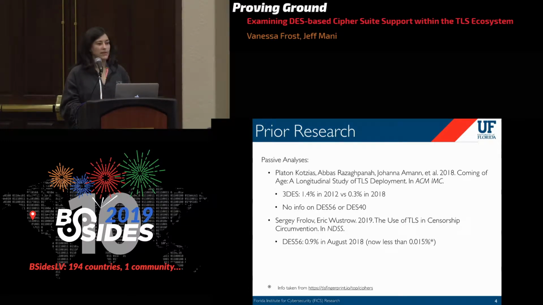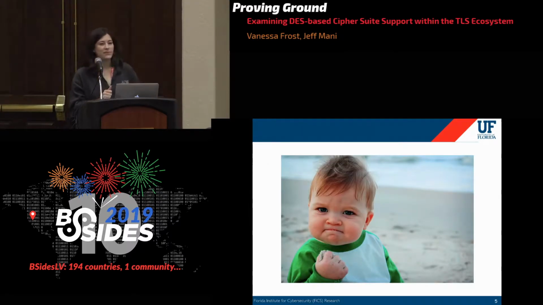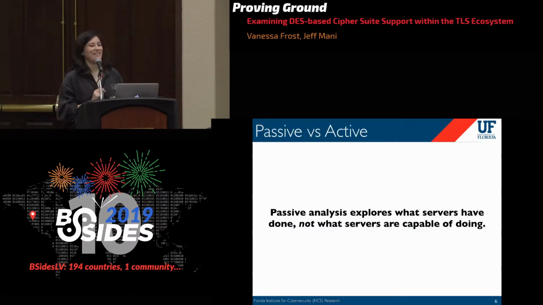Second paper takes a look at DES 56. There were DES 56 accepted handshakes in 0.9% of connections in just last year. And now, according to their website, that's less than 0.0115% today. So, looks like we did it. Deprecation of DES works. We don't have to worry about it anymore, right? Not so fast. So these prior papers looked at a passive analysis of existing connections that they observed over time. That means they're looking at what servers did in the past, not necessarily what servers are capable of doing.